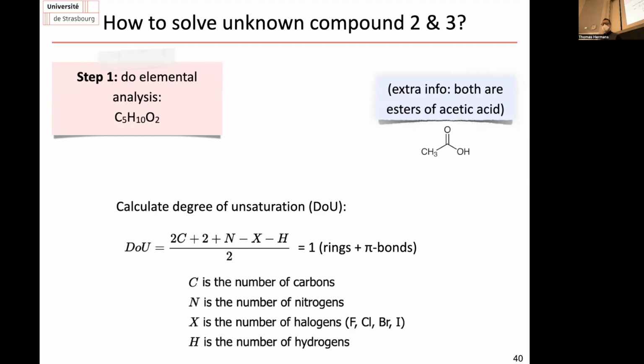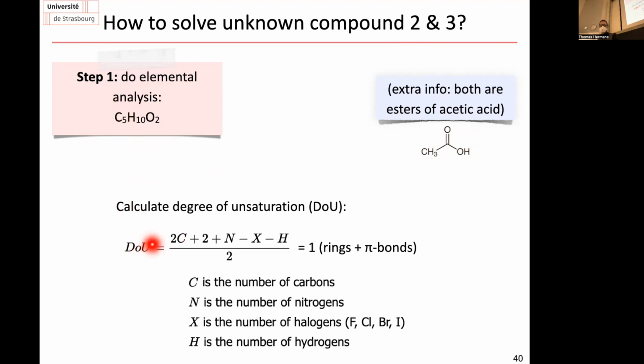Okay, last little exercise. So we have 2 unknown compounds. They have this elemental analysis, but as an extra info, otherwise you'll never solve it fast, they are esters of acetic acid. Okay, so let's look at acetic acid. So we already have 2 carbons here, right? So you have 3 carbons left to play with.